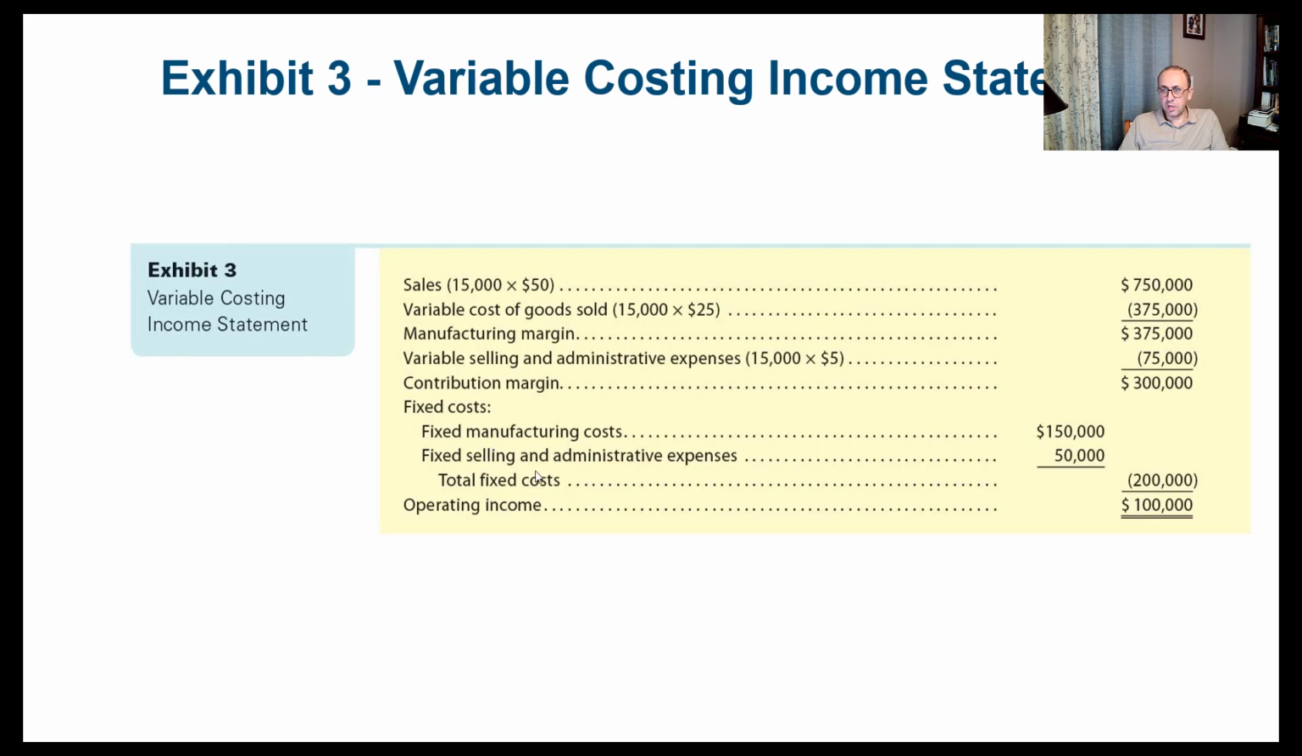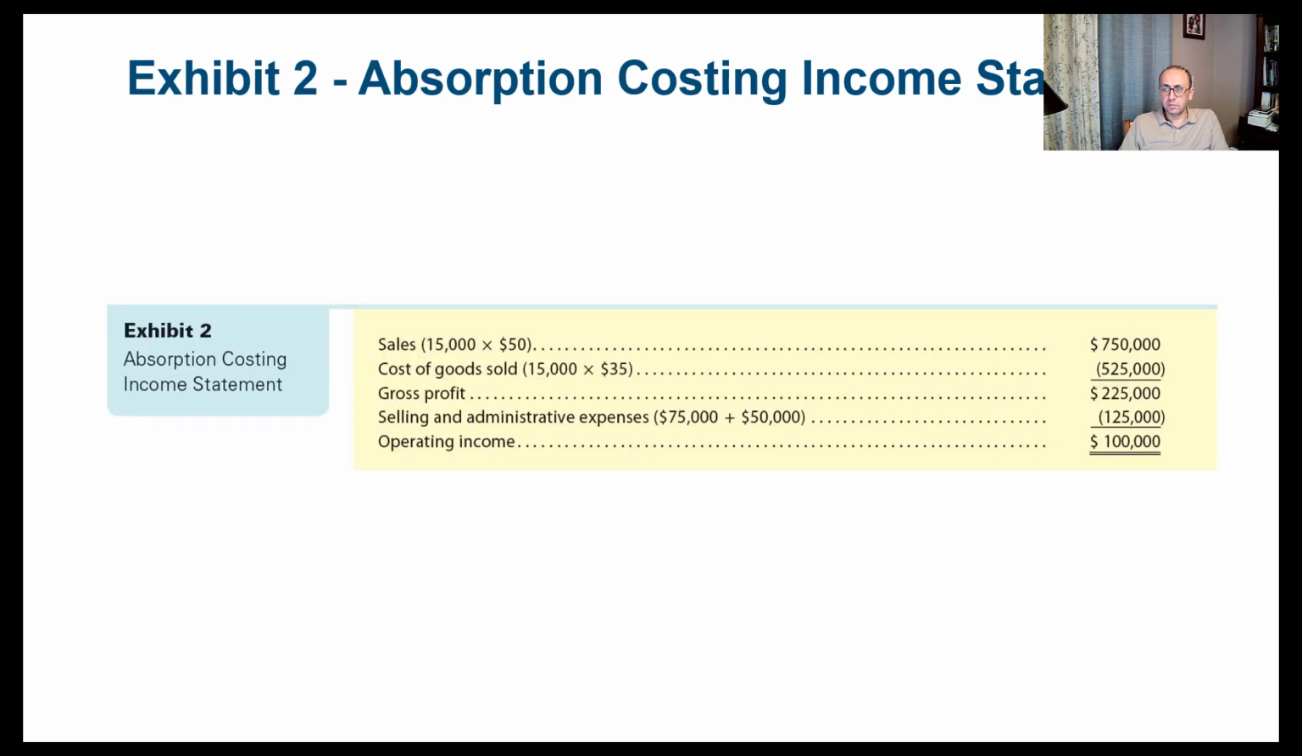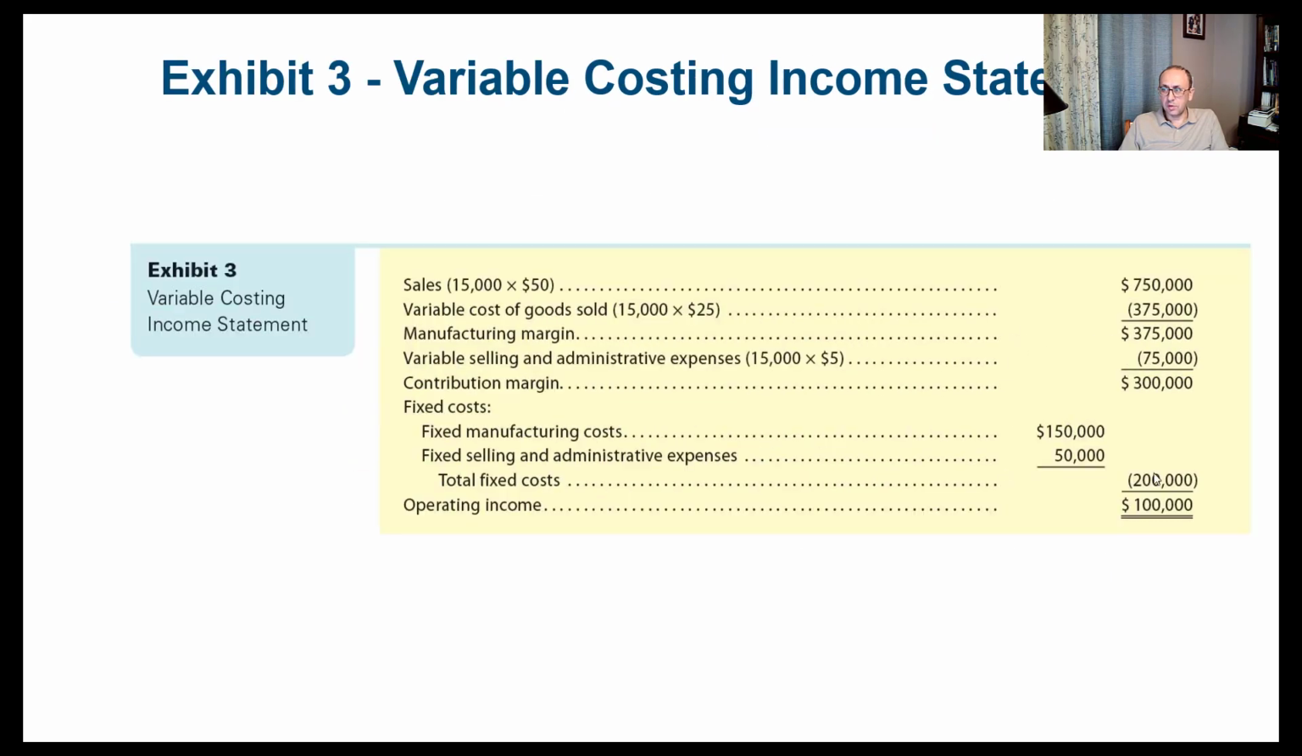We have the manufacturing cost and we have the selling and administrative expenses, 150 and 50, for a total of 200. We subtract them from the 300,000 and we get an operating income of 100,000. As you can see here, since our sales were the same as our manufacturing, our operating income for both cases was the same. The 100,000 is the same.